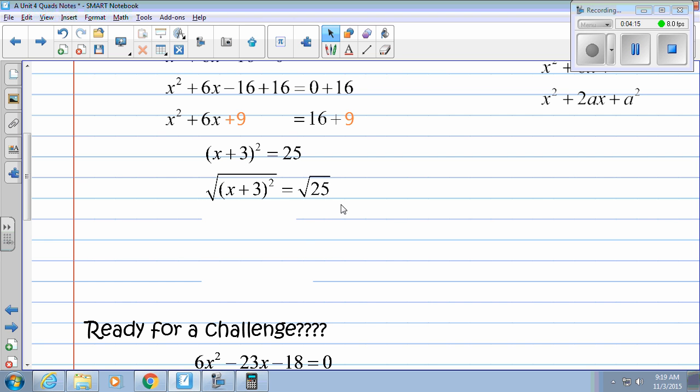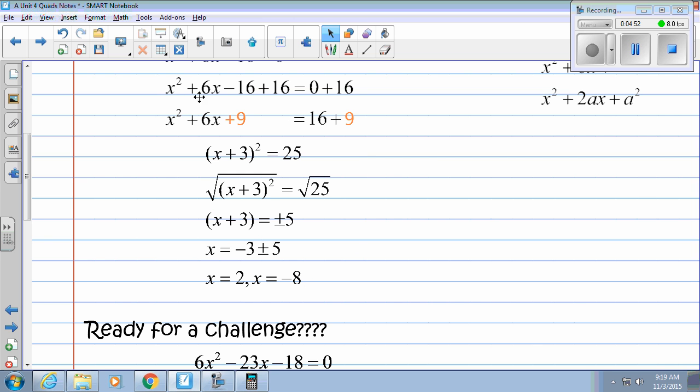So I can now solve this by taking the square root of both sides, and I get x plus 3 equals plus or minus 5. Anytime we take the square root of a positive integer, we need to take the positive and the negative roots. So if the x is positive, when we subtract 3 from both sides, we get negative 3 plus 5, which would give us 2, or negative 3 minus 5, which would give us negative 8. So our two answers would be x equals 2 and x equals negative 8.